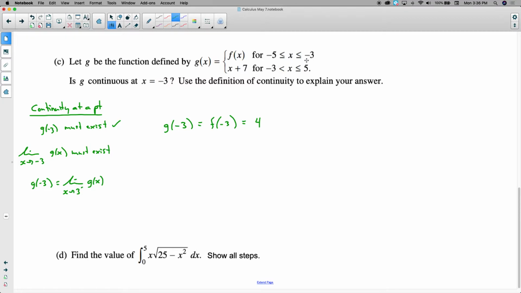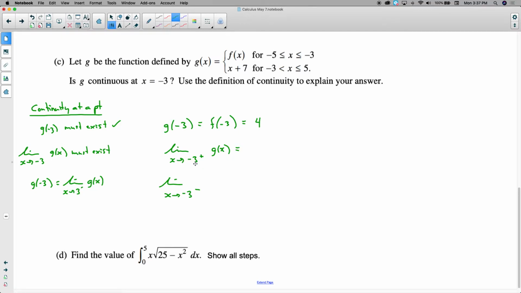Now the limit as we approach -3 is tricky because -3 is the very place where the pieces are separated. So what they've done here is make you think through a second set of logical arguments: in order to have the limit exist, we need the limit from the right to be the same as the limit as we approach -3 from the left. So we need the right-hand limit and the left-hand limit to match up.